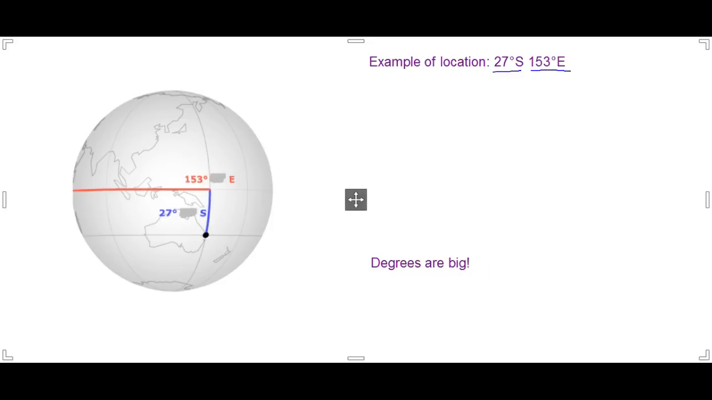Okay, so this point here is 153 degrees east of Greenwich and 27 degrees south of the equator. Okay, the south one or the north one comes first, east and west comes second. This location is Brisbane.